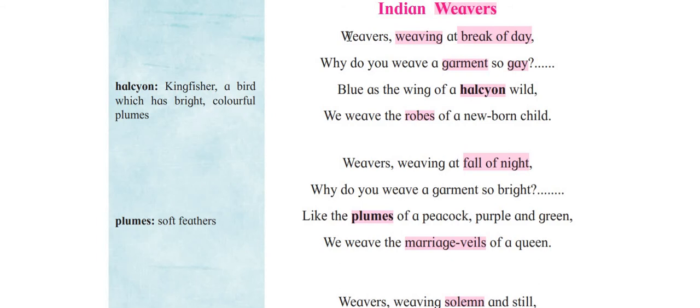Weavers weaving at break of day. Why do you weave a garment so gay? Blue as the wing of a halcyon wild, we weave the robes of a newborn child.